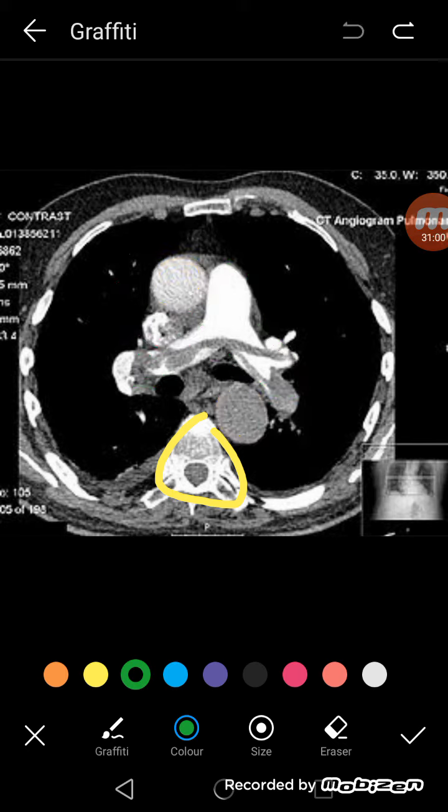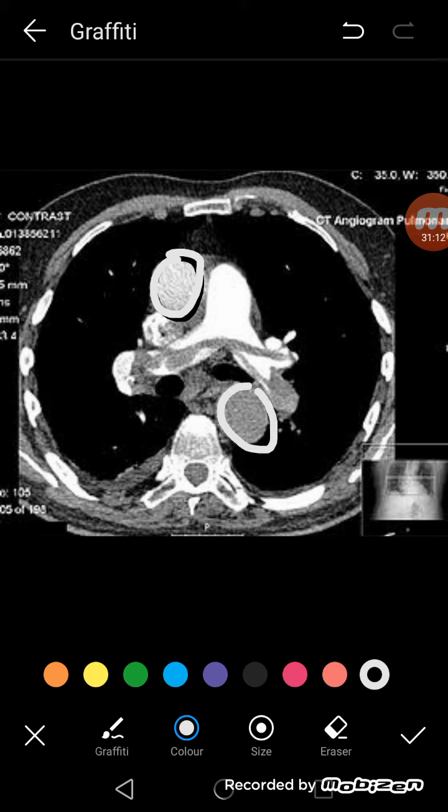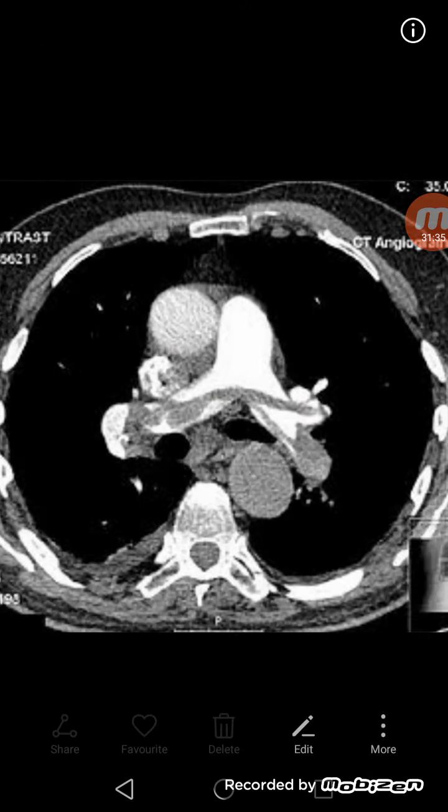Now this is again a plain image. This time you have to tell me. What is this? Ascending aorta. What is this? Descending aorta. And this over here is your SVC. What is this thing coming over here? This is the pulmonary artery dividing into the right and left branches. And this over here is your saddle shaped emboli. Okay, good enough, easy.